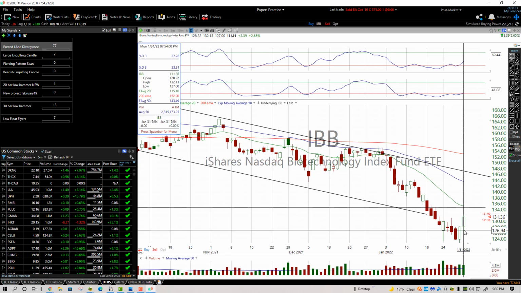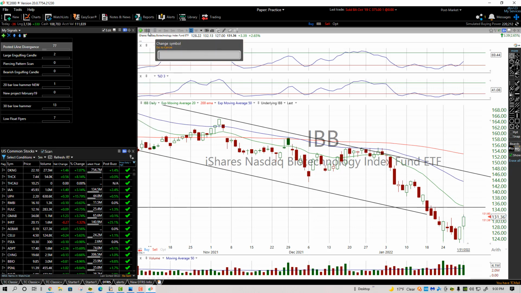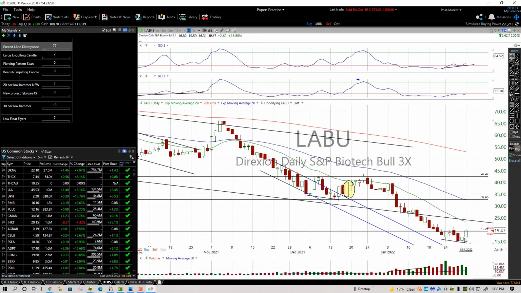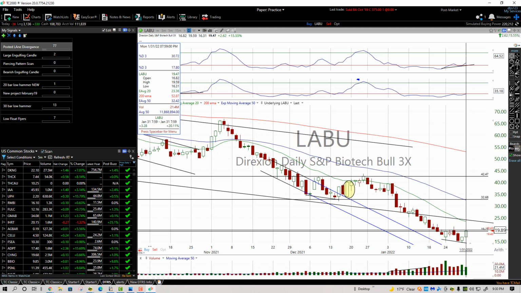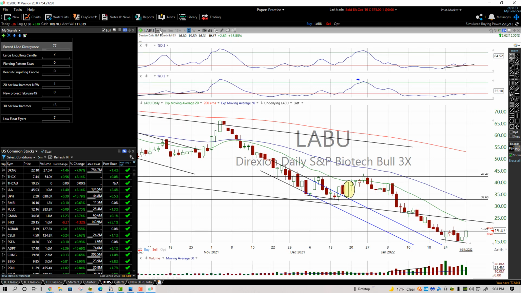So let's take a look at what this was up today. This was up 5%, or was it up 4? No, it was up 4%. And let's take a look at the LABU. The LABU here basically was up 20%. So even a little bit more. So that's pretty impressive, right? So I like the LABU.